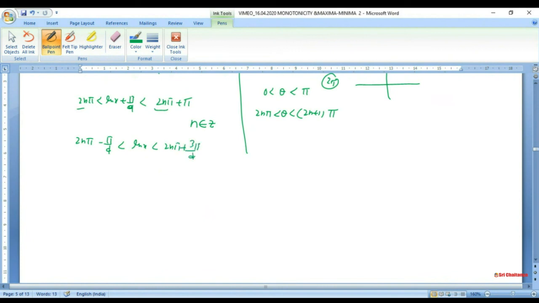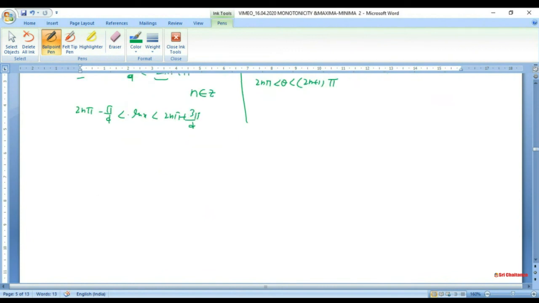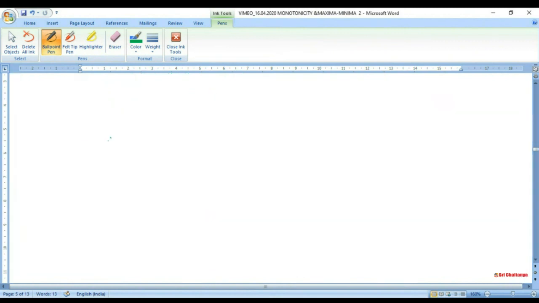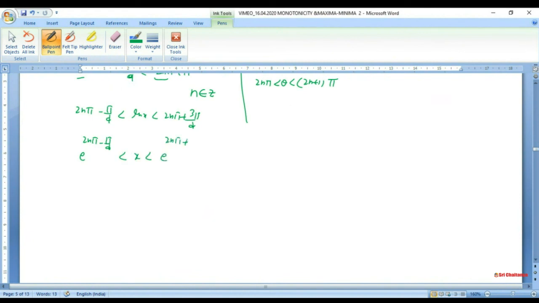But we want x, so we can raise to the power e, and we'll write e^(2nπ − π/4) < x < e^(2nπ + 3π/4). And that's my answer, because you have got the x, and of course n ∈ ℤ. So there will be so many intervals, and separately on all of them the function f(x) is strictly increasing. Let me write a second solution, and it will be more instructive.